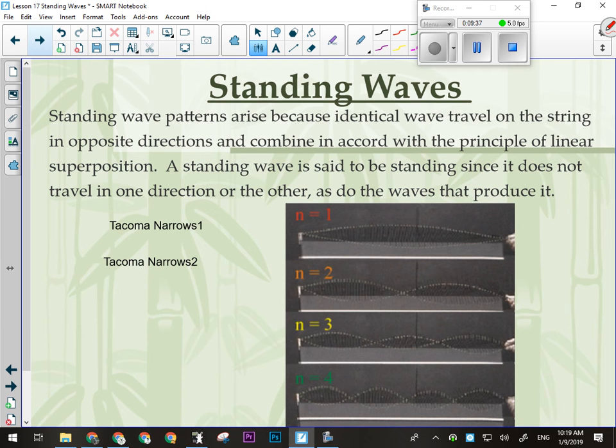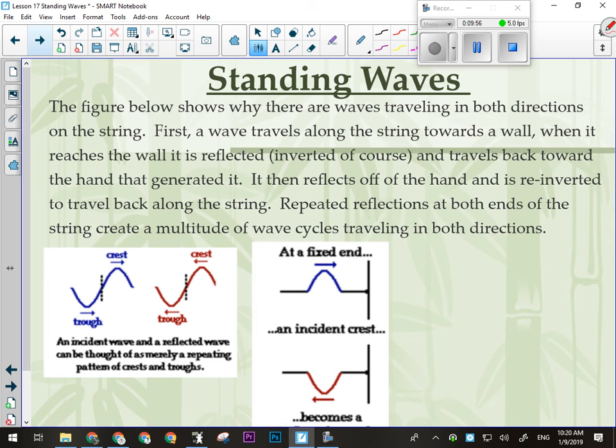Okay, so standing wave patterns arise because identical waves travel on a string in opposite directions. They combine according to the principle of linear superposition that we talked about, and that makes those different patterns of interference, the antinodes and the nodes. We already watched those videos, so we're going to go past that.